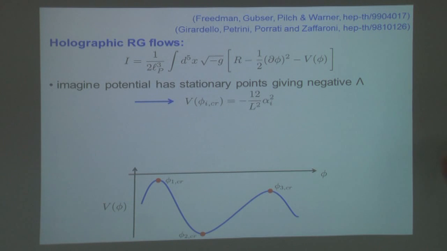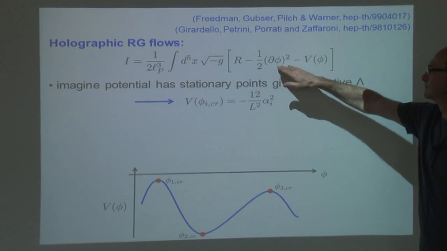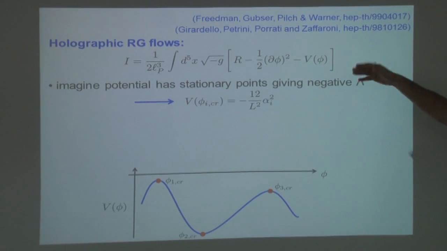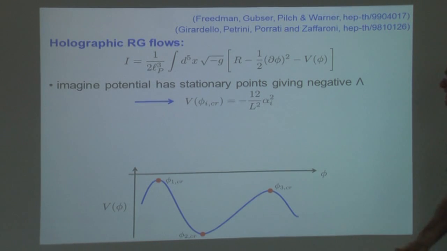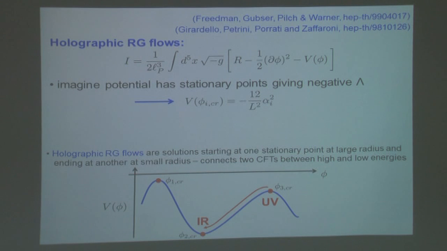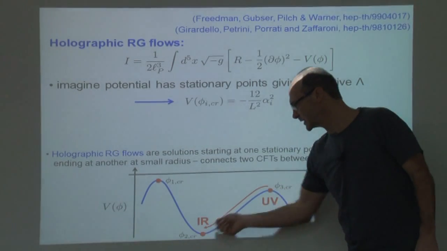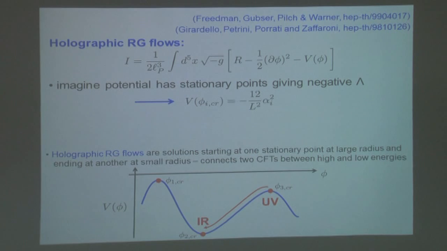In the original papers, people looked at more top-down constructions where this kind of emerges from string theory or from supergravity. And it's generally not just a single scalar field or a simple potential like that, but it can be something more complicated with lots of scalar fields. The holographic RG flows then are solutions that interpolate between two of these stationary points on the potential.